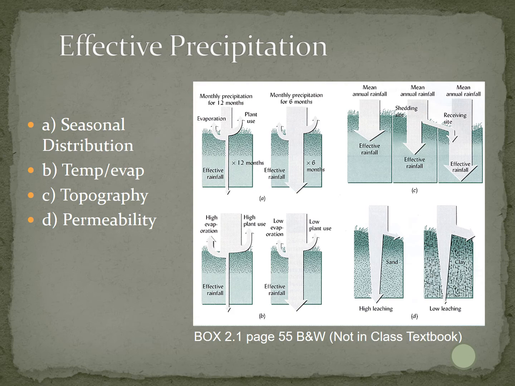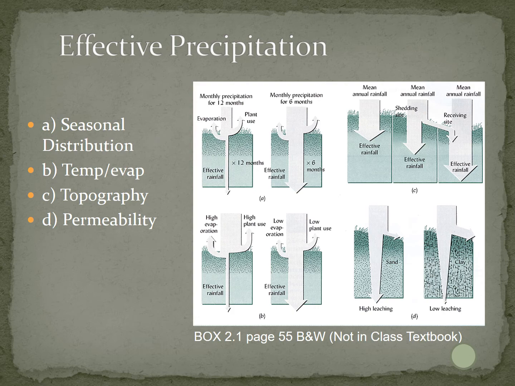Effective precipitation is going to depend on seasonal distribution. Is it effectively distributed across all 12 months, or is it concentrated in one or two seasons? What are the temperatures like during those times versus evaporation rates, right? Because temperature drastically affects rainfall's evaporation back into the atmosphere, or the ability of that rain to move through soil.